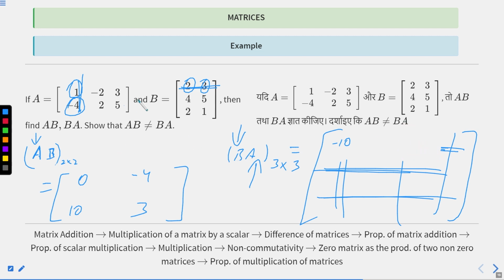Why? Because if two matrices are equal, then they must have the same order. First of all, they must have the same order. As you can see, AB is of 2 cross 2 order, BA is of 3 cross 3 order. They cannot be equal to each other. In order for two matrices to be equal, they must have the same order.